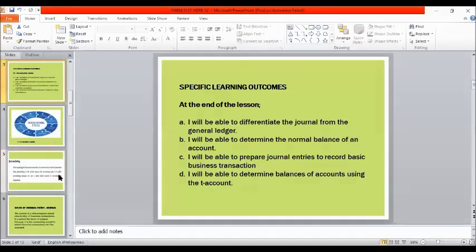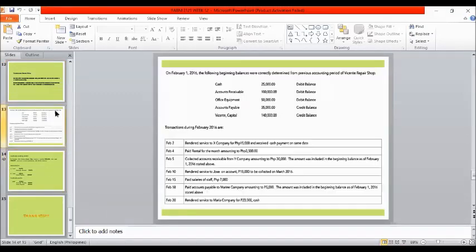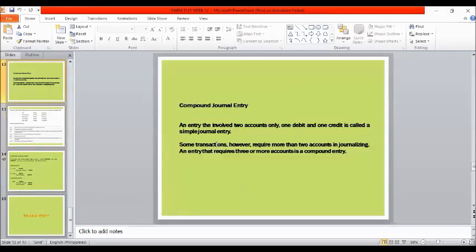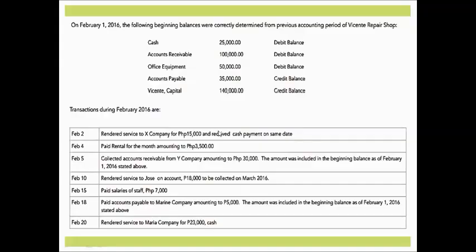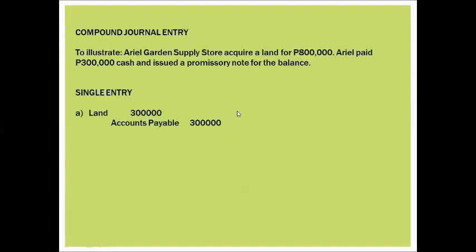Alright? And before we end, I wanted to discuss the compound journal entry. Since sa example natin, wala tayong compound entry, let me just cite one example here. So paano nga ba si compound entry? So ganito yan. Let's say this is the example. Ariel Garden Supply Store acquired a land for 800,000 and Ariel paid 300,000 cash and issued a promissory note for the balance. So bumili daw siya ng lupa na nagkakahalaga ng 800,000 pero 300,000 pa lang daw ang binayad niya.